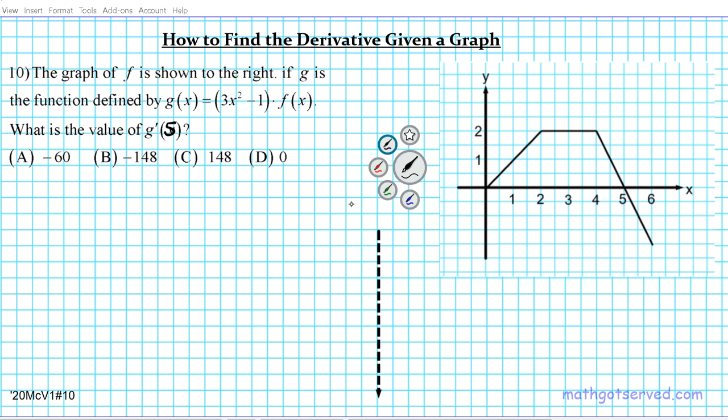Alright, question 10 reads, the graph of f is shown to the right. If g is the function defined by g of x equals quantity 3x squared minus 1 times f of x, what is the value of g prime of 5? Alright, so this graph right here is a graph of f of x. So let's go ahead and do it. We want to find g prime of 5, okay?